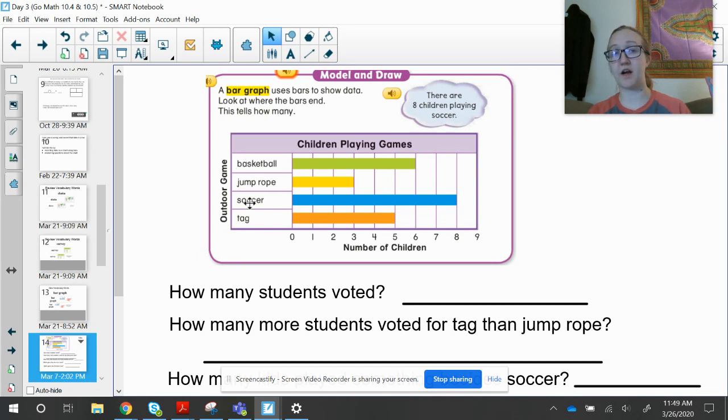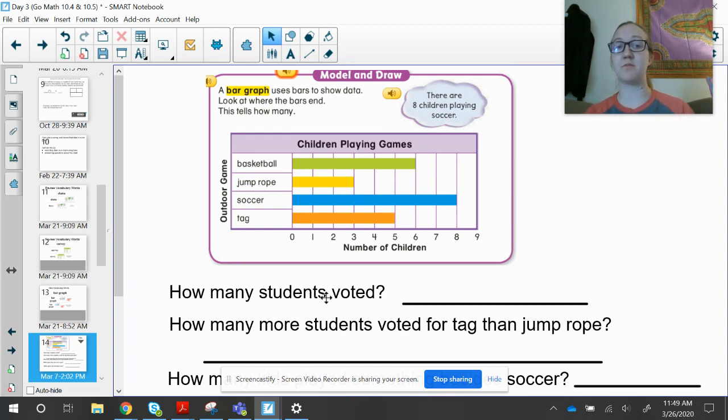Then here right on this side that says outdoor games, there's categories that say basketball, jump rope, and soccer. Those are the 4 categories that children were asked what they liked to do outside. On the bottom, you see that there's numbers 0 through 9, and then there's lines that go up. Those lines represent how many kids wanted to do that specific thing. So I'm going to show you how our information and how we're going to answer these questions.